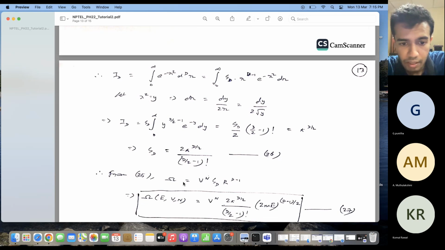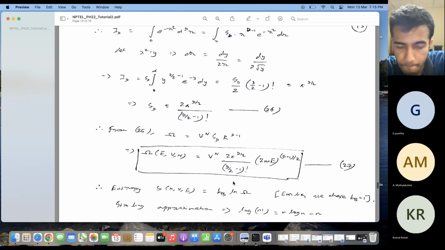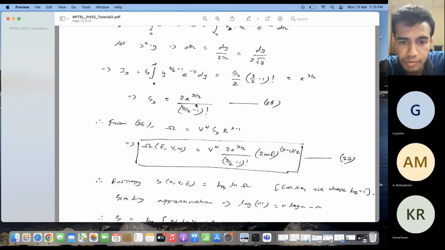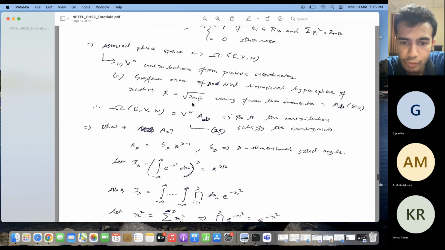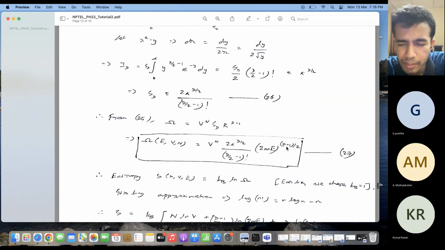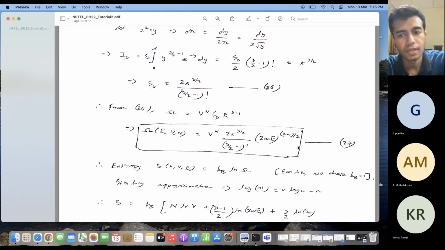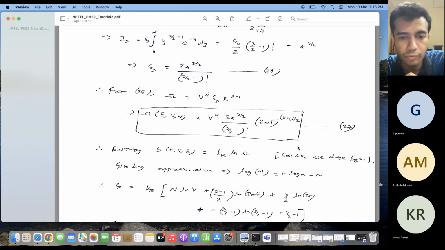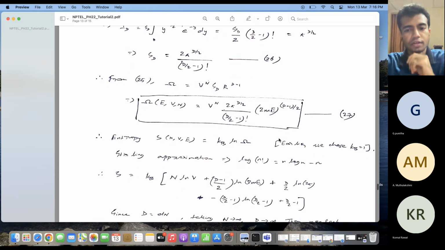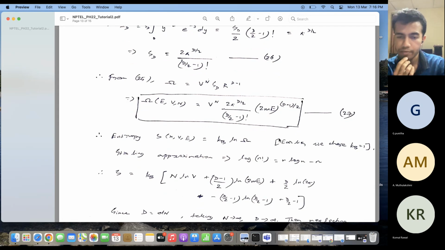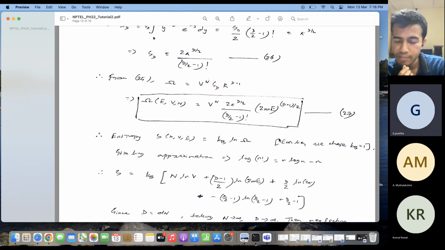And once I know the solid angle, omega is equal to V to the power N times S_D times R to the power D minus 1. So if I substitute this value over here, I get V to the power N, the value of the solid angle, and R, as we saw earlier, was equal to root over 2mE. So this becomes 2mE raised to the power (D minus 1) by 2. Right. So I calculate the total number of microstates my system can have. So all is good up to here. Any questions or comments, sir, if any?